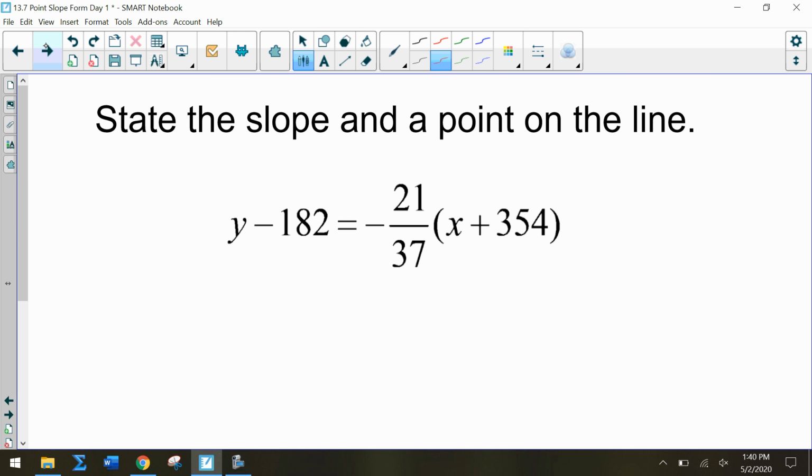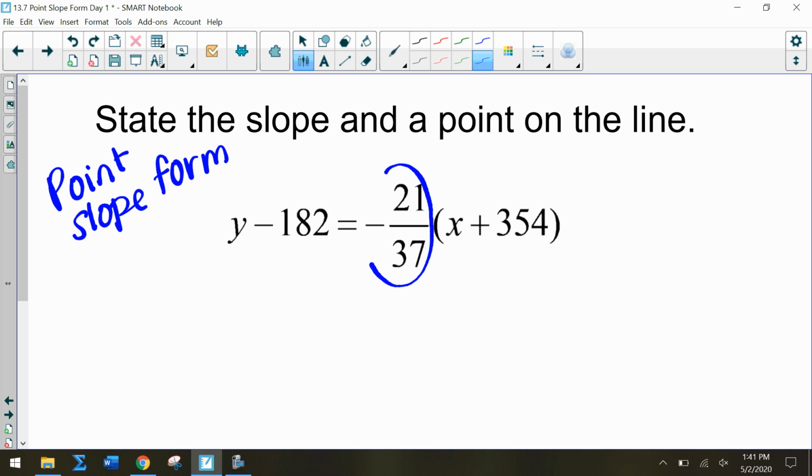Okay, so what if I gave you this problem? These numbers are ginormous, they're big, they're annoying. So if you're looking at this, we have to be able to recognize the form. So y minus 182 equals this number times x plus 354. So recognizing that this is in point slope form will be useful. So what is the slope? Here, that's the slope.